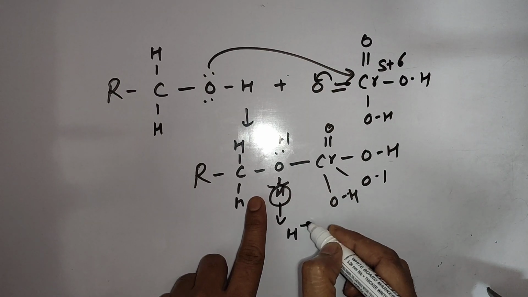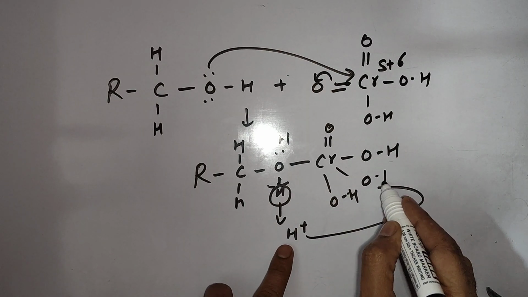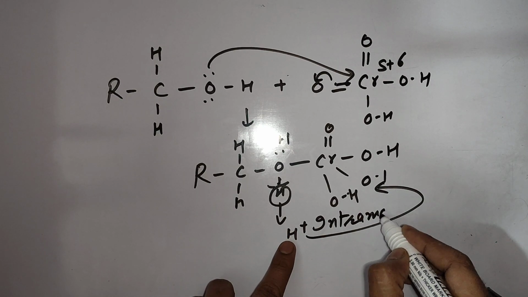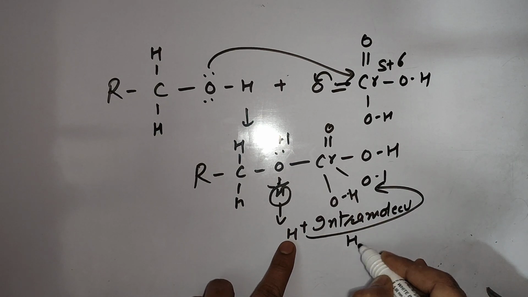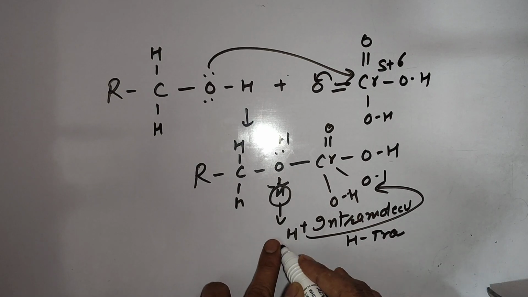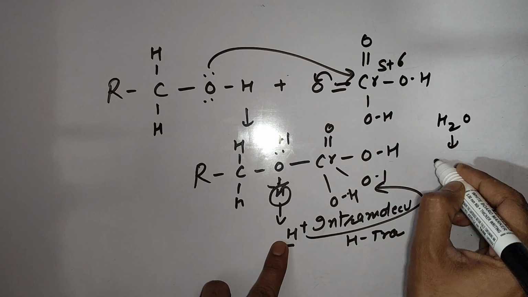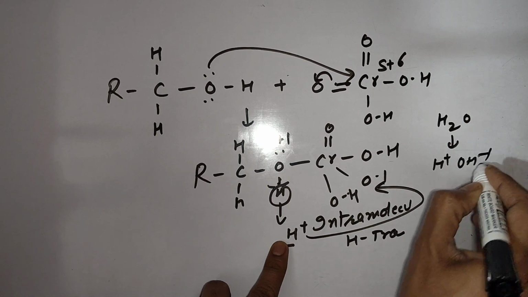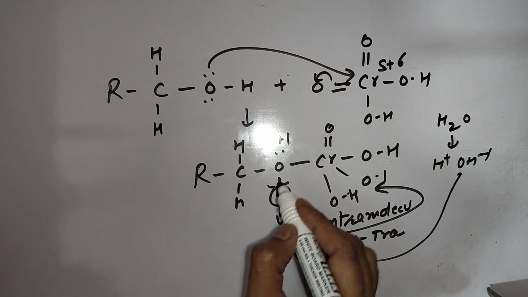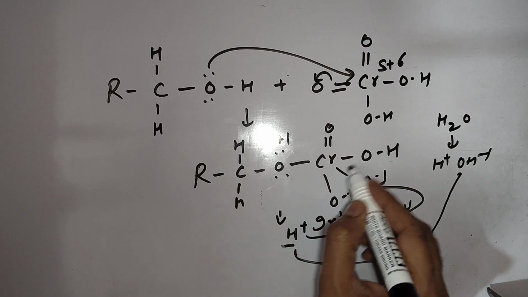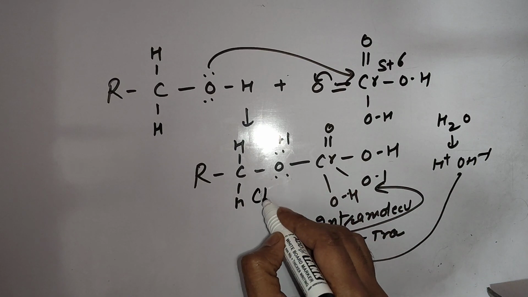H positive. This H positive can attack on O negative, which we call intramolecular hydrogen transfer, or they can be attacked by base. H2O will provide us H positive, OH negative. This OH negative can attack. That mechanism we know. After this, removal of this H, the intermediate which will generate, that we call chromate ester.